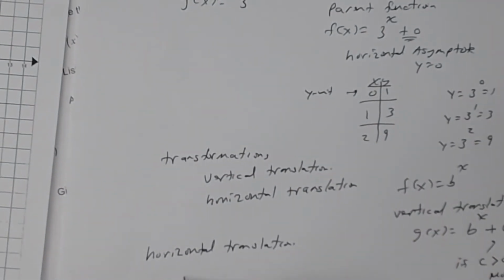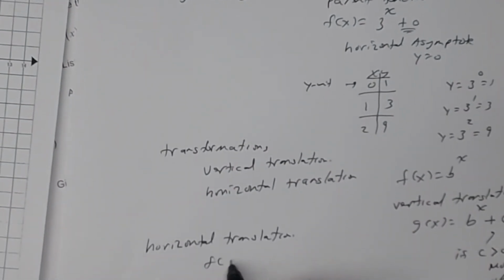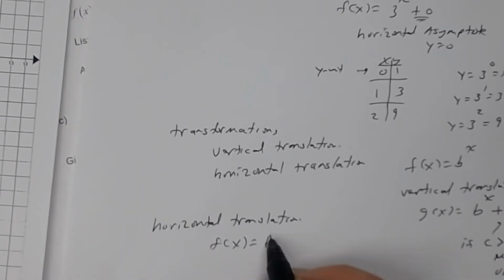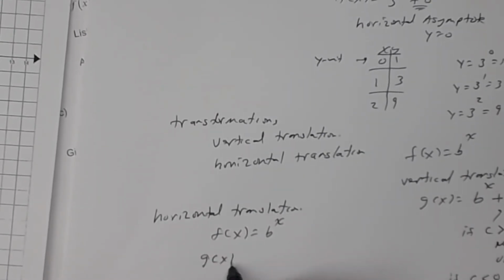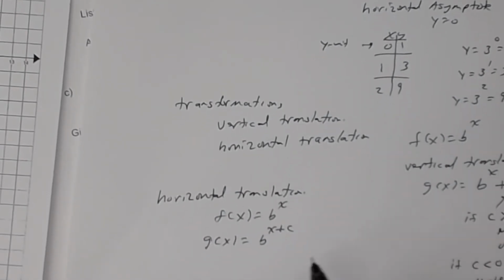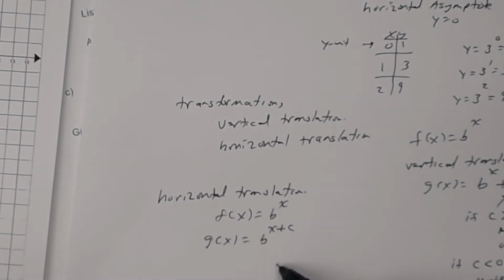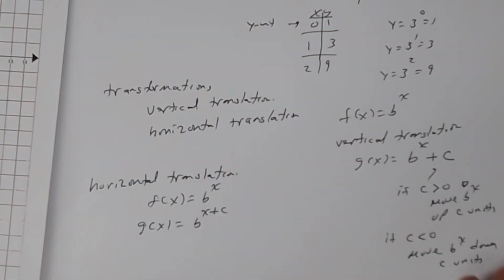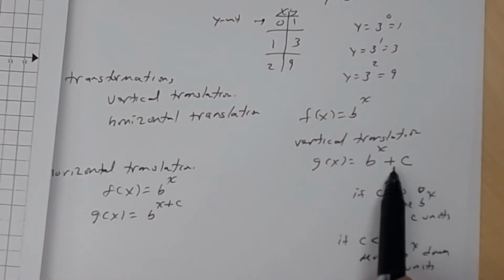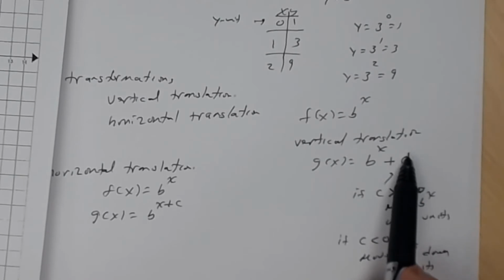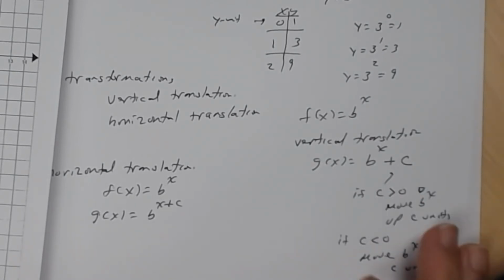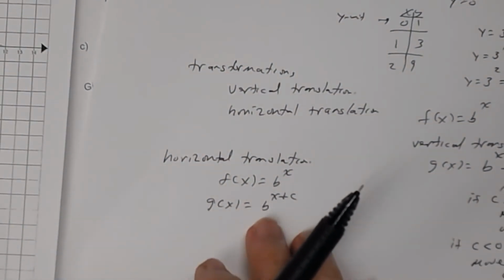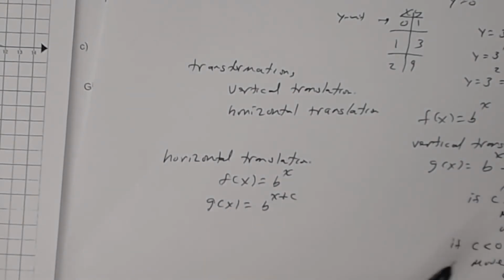So horizontal translation. This is your parent function, f of x equals b to the x. You would get a horizontal translation if the function you want to graph was b to the x plus c. Now remember, for that one, it's counterintuitive. For the vertical, if c was positive, you went up. If c was negative, you went down. That kind of makes sense. Well, for horizontal, remember, it's just the opposite of what you would think.